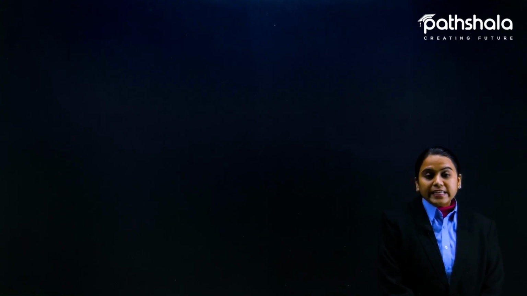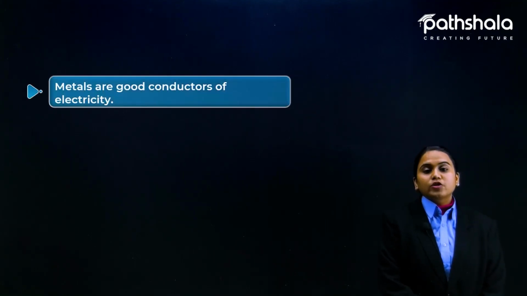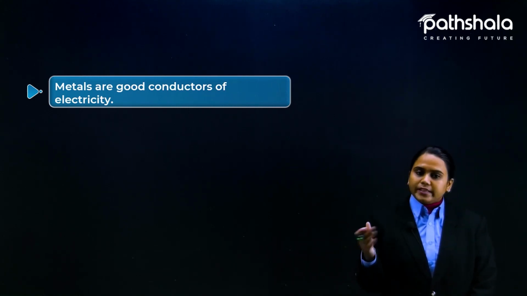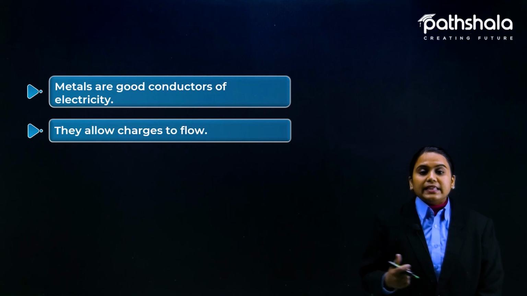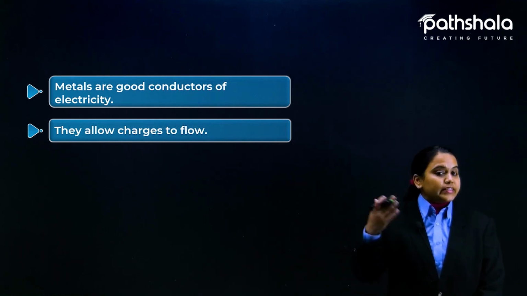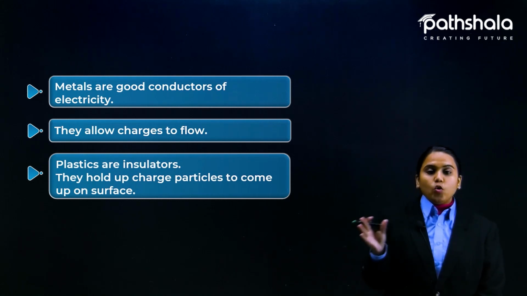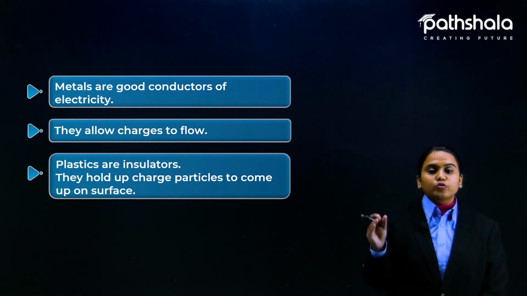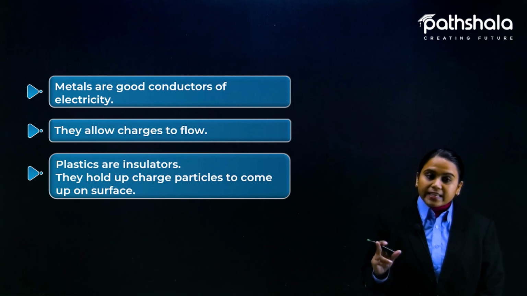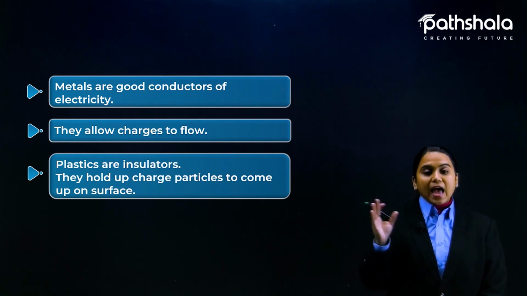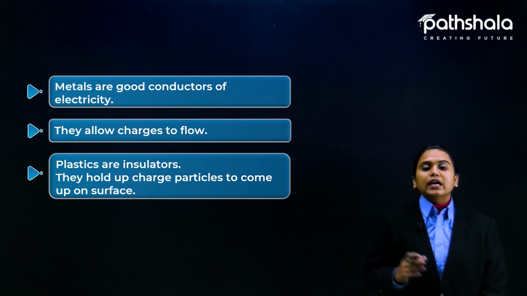So this leads us to some facts: metals are good conductors of electricity. Yes, this is true, and they allow charges to flow. And plastics are insulators and they hold charged particles on the surface. That is why we see static electricity in insulators and current electricity in conductors.